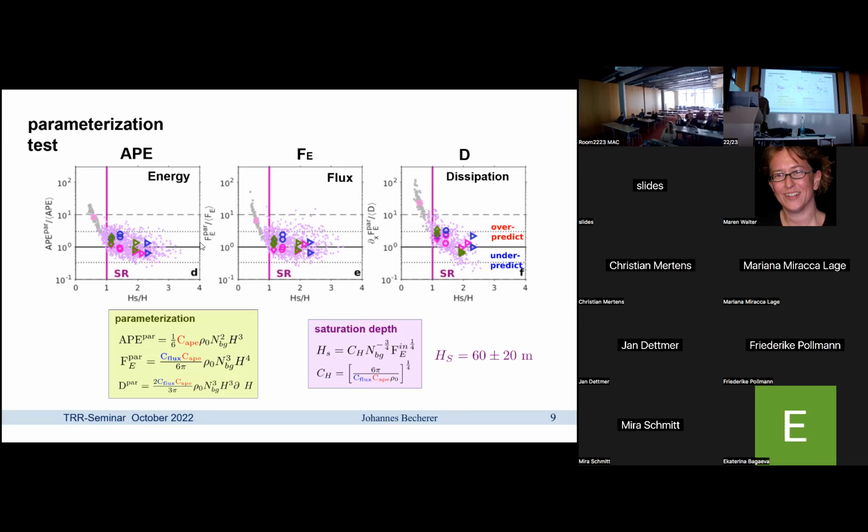So you can really say that our parameterization works surprisingly well, despite its simplicity. That is also true for the flux, and to some extent also for dissipation, even though dissipation seems to overpredict a little bit more. So maybe there's a little bit more going on here that we don't quite understand. Nevertheless, it's mostly within a factor of two, so it's still really good.